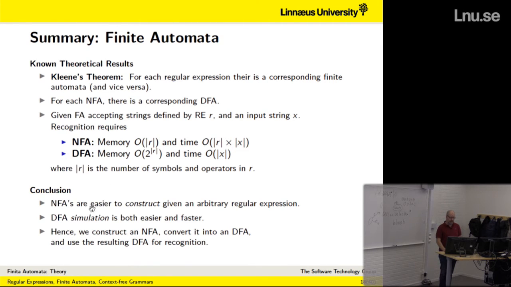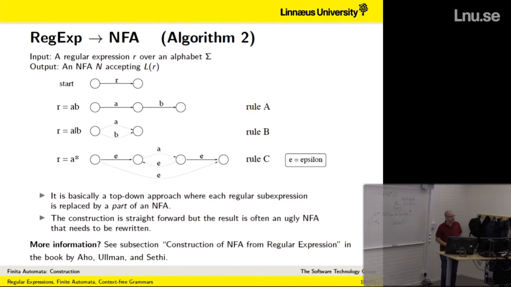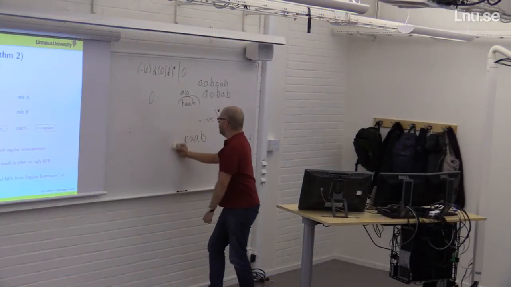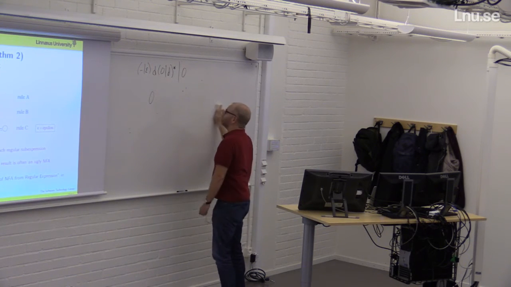So, conclusion, NFAs are easier to construct given an arbitrary regular expression. DFA simulation is both easier and faster. So the general idea, if you want to implement this, is to convert the regular expression to an NFA first. Then you can convert the NFA to a DFA, and that's the one you implement. There are algorithms. The simple one is how you convert a regular expression to a finite automata, to an NFA. Converting an NFA to a DFA is straightforward.